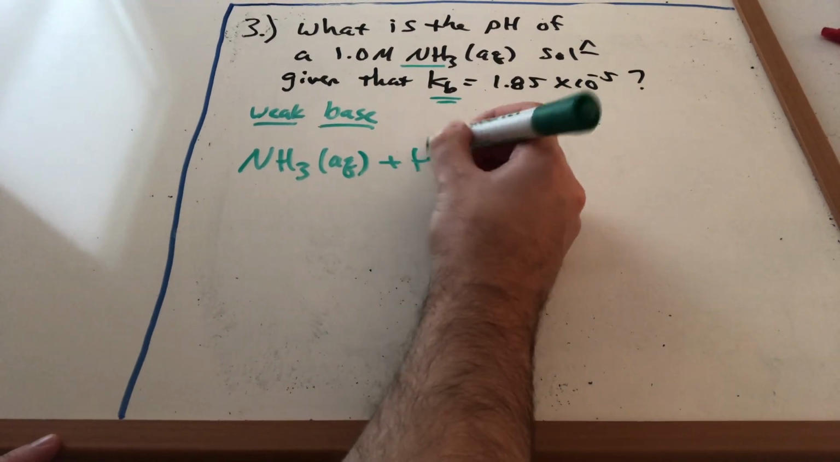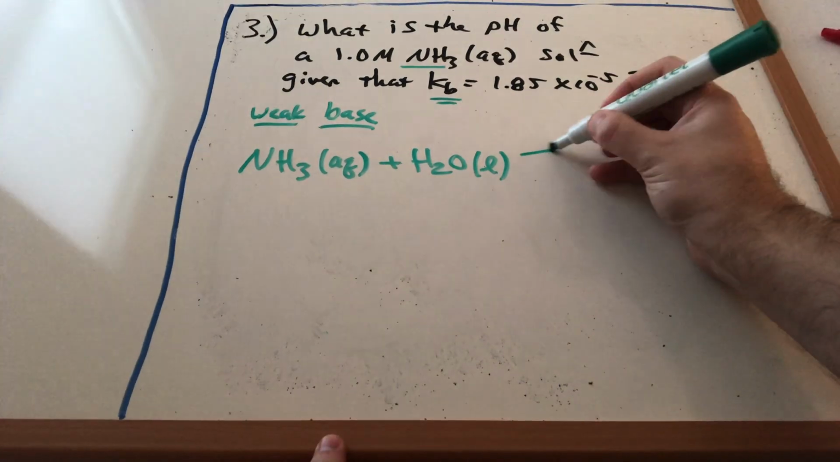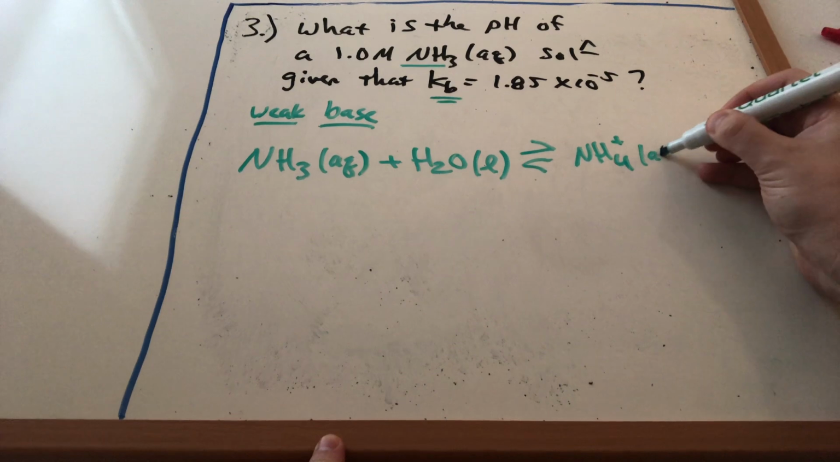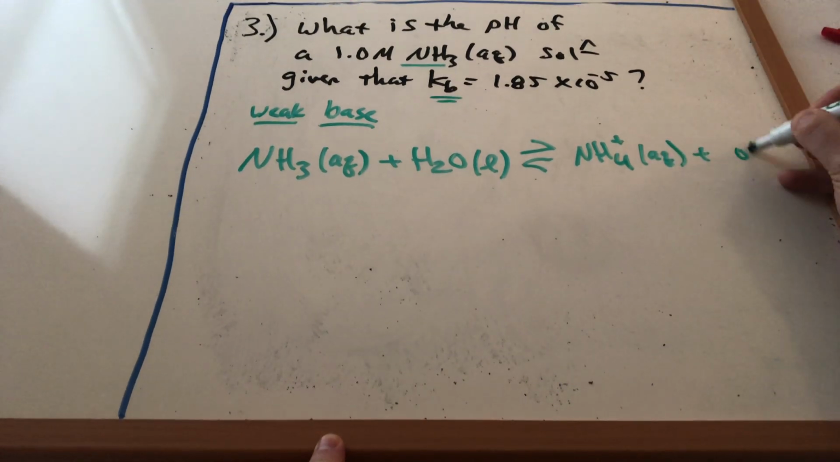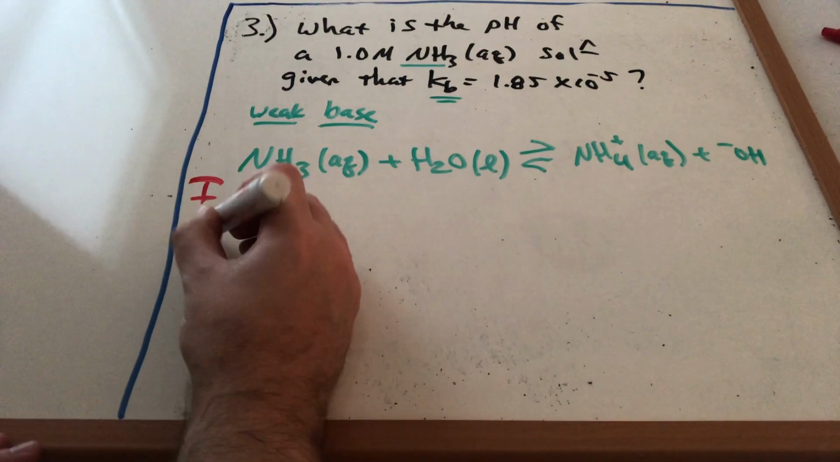NH3 aqueous, okay, all bases are the same. I'll react them with water. What I make on the other side is the conjugate acid and OH minus. Okay. So I know I can start to fill in my ice table. ICE.